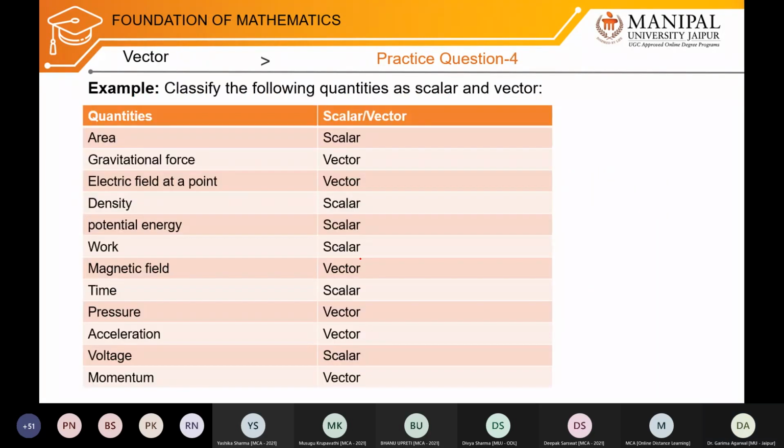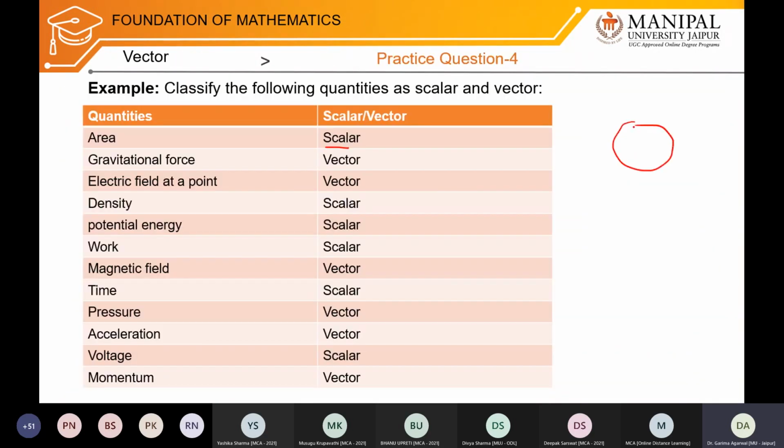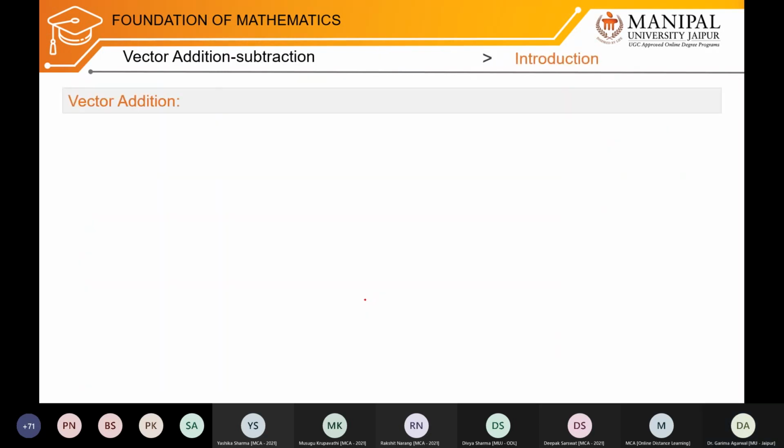Now we have a few examples of scalar and vector. Scalar is one in which the direction is not given, like area. If I say this is a circle, find the area of the circle, right? So direction is not at all important while finding the area, so it is a scalar quantity. Next is gravitational force. As we know, gravitational force is always in the downward direction. So it is a vector because it is showing the direction as well, right? Similarly, all the other terms are there.